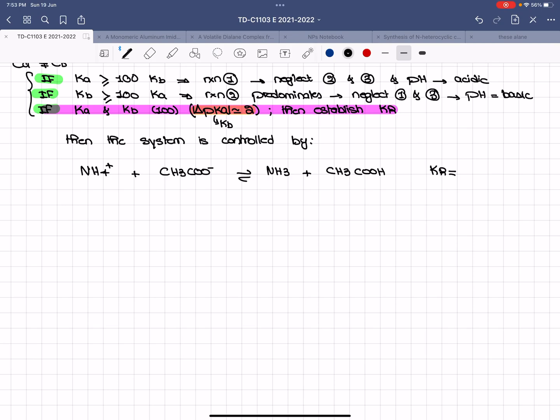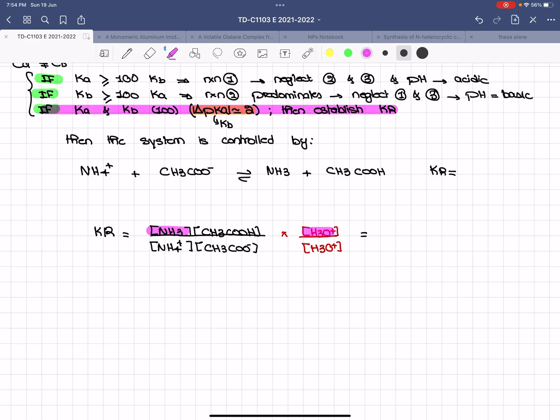Okay, and we will actually see this. Kr is equal to NH3 times CH3COOH divided by NH4+ and CH3COO-. If you multiply this by H3O+ and divide by H3O+, and you basically multiply by 1, you will notice that NH3, which is the base, times H3O+ divided by NH4+ is basically Ka1.